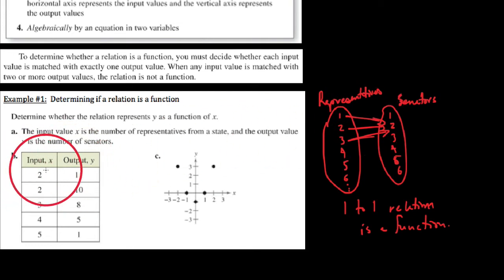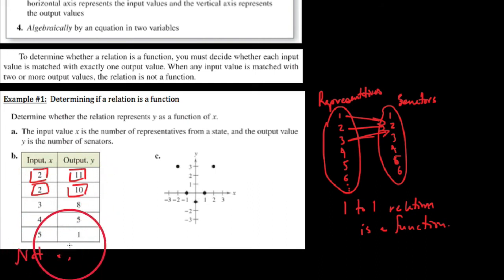So for letter B, we're taking a look at a table of values as well as a graph. Looking at the table of values, what we're looking for is, are there any inputs that went to more than 1 output? And right off the bat, we notice that 2 went to 11, but 2 also goes to 10. Because we are restricted from sending a single input to more than 1 output, we can say that this is not a function.